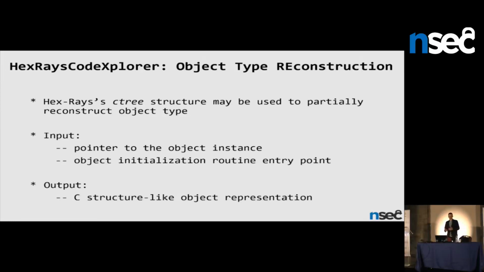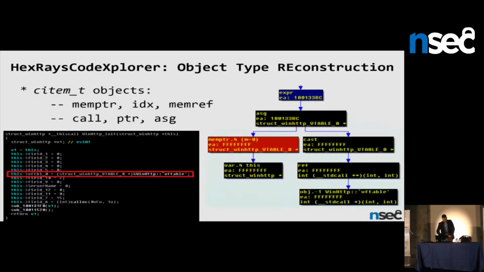We can reconstruct the type using this representation. For instance, on input, we can take a pointer to the object instance and its constructor, and then on the output, we can get a representation of this object, as shown here. To be able to reconstruct, we need to pay attention to some specific nodes of the C-tree. These nodes are memptr, IDX, memref, call, ptr, and assignment.